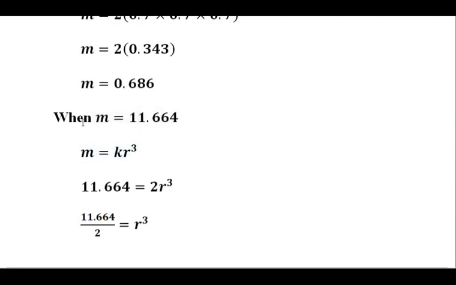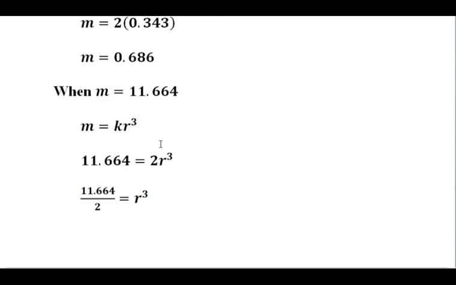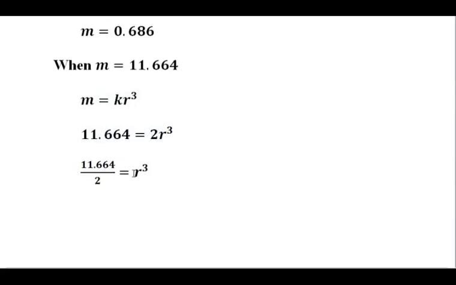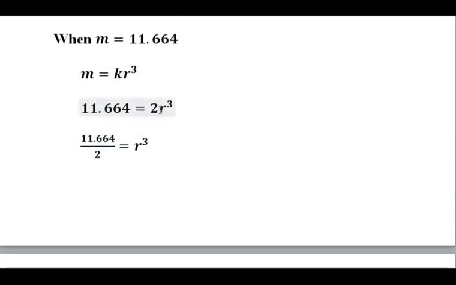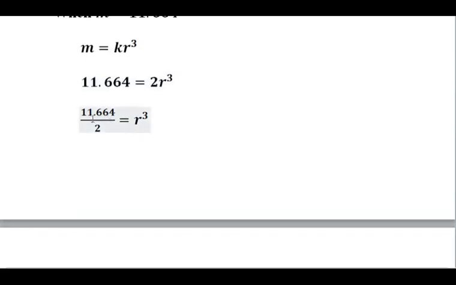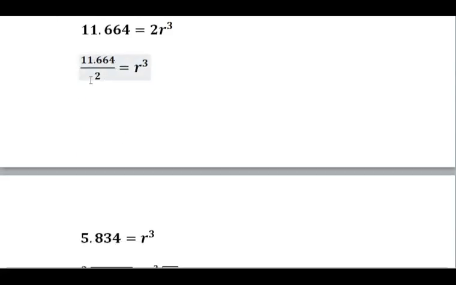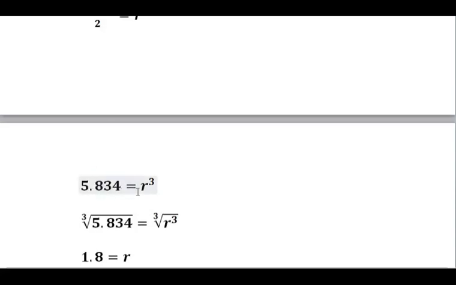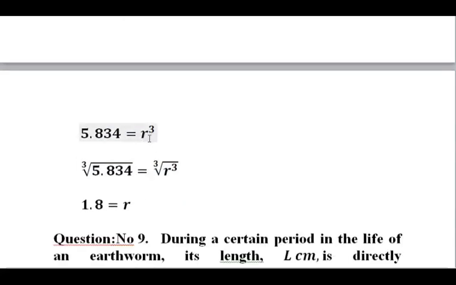Next, when mass m is equal to 11.664, we will be finding the radius of the sphere. So again, the same equation, which is m equals kr cube, by putting the values of m and k, this equation becomes 11.664 equals 2 into r cube. Since we are finding radius r, I'll take this 2 from the right to the left side. So this equation becomes 11.664 upon 2. And dividing 11.664 by 2, we get 5.832 equals r cube.